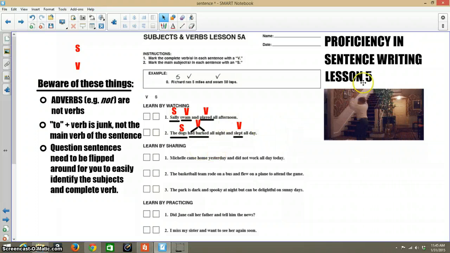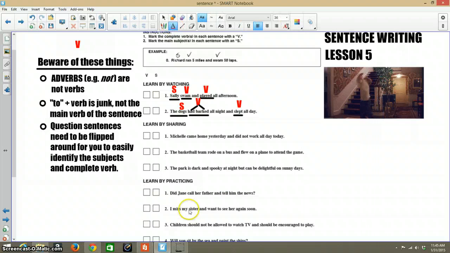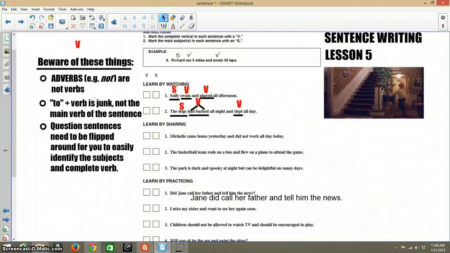Now, based on what you did in Lesson 4 on questions, sentences that are questions, you need to try and reorder the sentence. I'll do that right now really fast. Reorder the sentence to be normally ordered, so subject first, then verbs. This is a question sentence. So what you do is this.